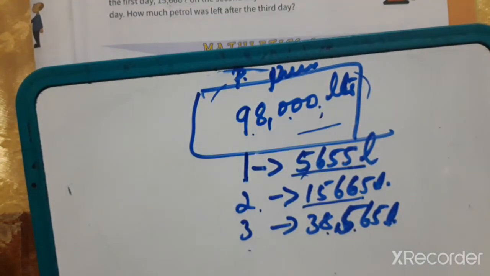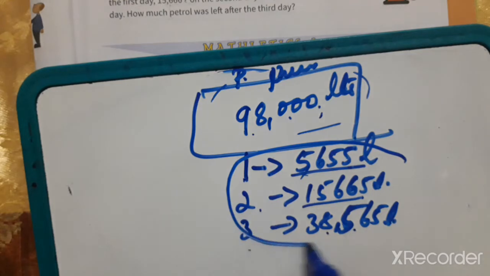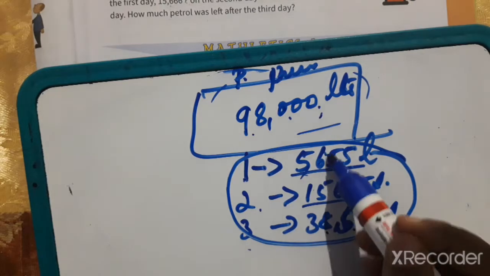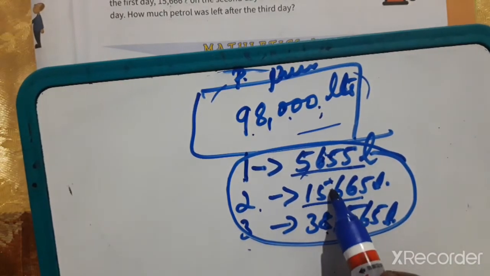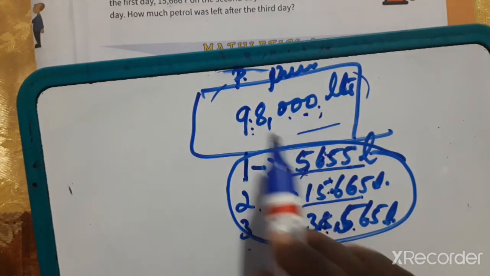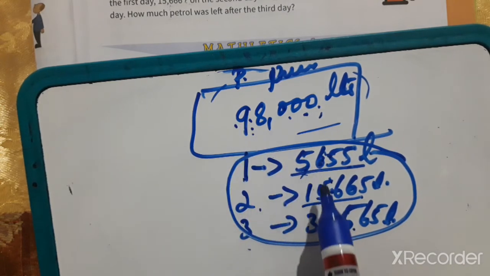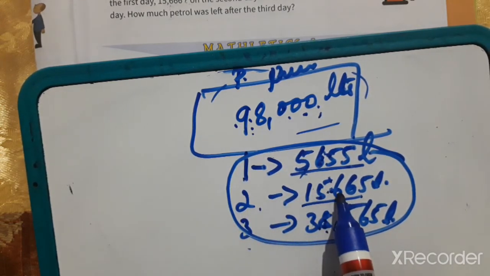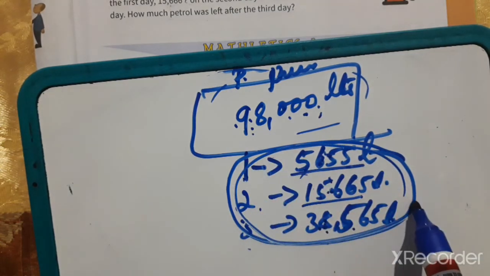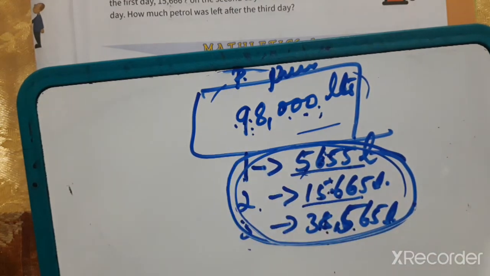Left means we have to subtract. So we have to add the first day petrol, second day petrol sold, and third day petrol sold, and minus with the quantity of petrol in the petrol bunk. Or 98,000 minus first day petrol, then with that answer minus second day petrol, then with that answer third day petrol. That is a long procedure. So add the 3 days petrol sold and minus with the total quantity.